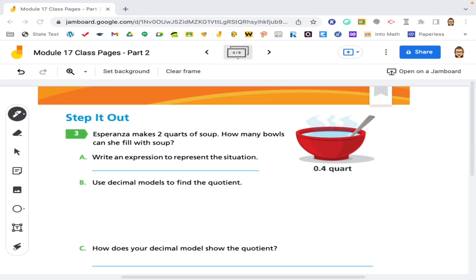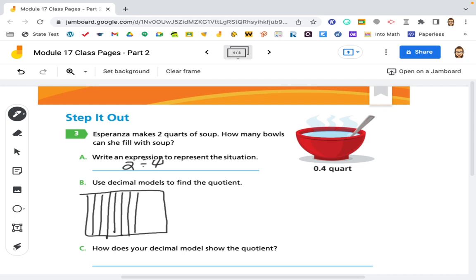Okay, Esperanza made 2 quarts of soup. How many bowls can she fill with the soup? Write an expression to represent the situation. Well, we have 2 divided by 4. So use decimals to find the quotient. So we're going to do, oops, it's not going to be big enough. So 1, 2, 3, 4, 5, 6, 7, 8, 9, 10. 1, 2, 3, 4, 5, 6, 7, 8, 9, 10. Yep. So we're going to draw 2 of those.